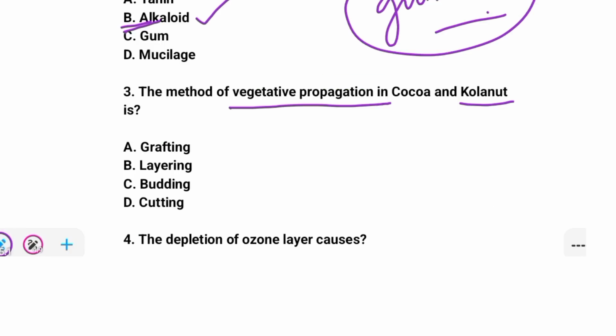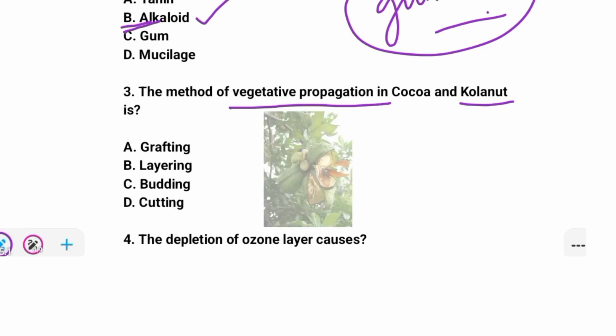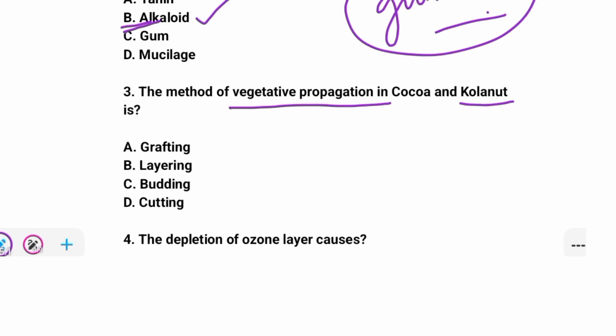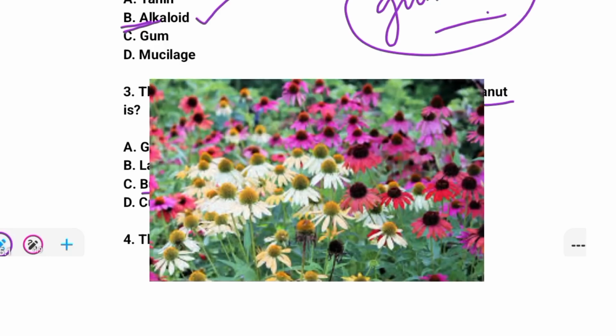So you need to cut a part or use a part of an adult kolanut. You now use it to breed a new kolanut. The process is called budding. That's what is used, budding. So all this grafting and layering, they are used for herbaceous plants.